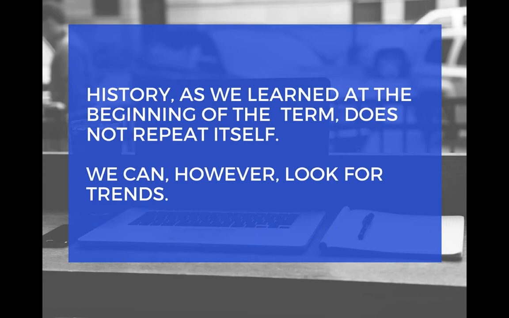Way back during week 1, we had a discussion about how history doesn't necessarily repeat itself. However, I do want you to know, and you should be realizing this by now, we can look for patterns in history. We can look for trends in history.